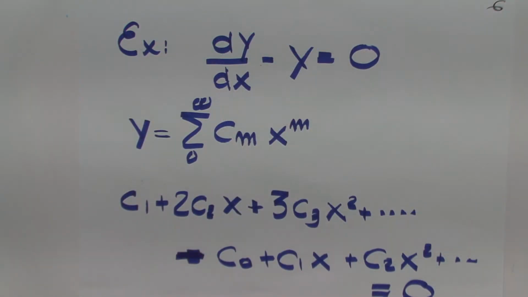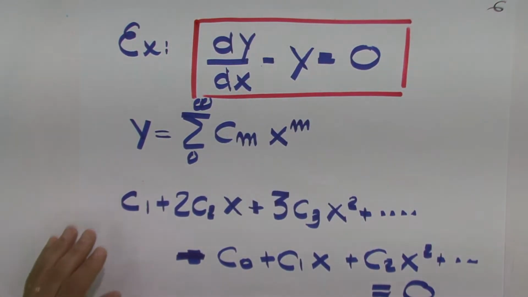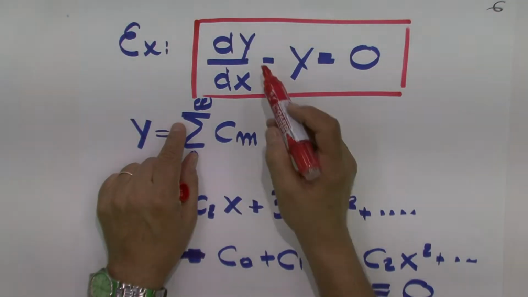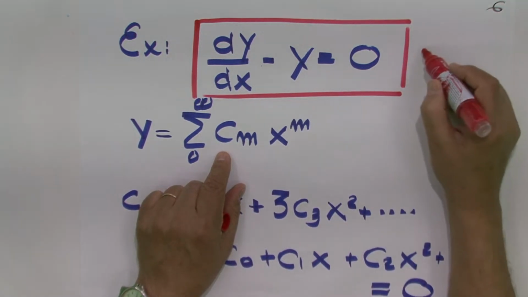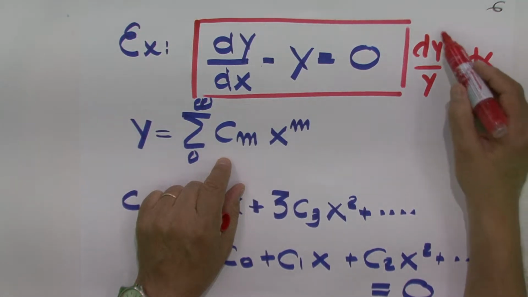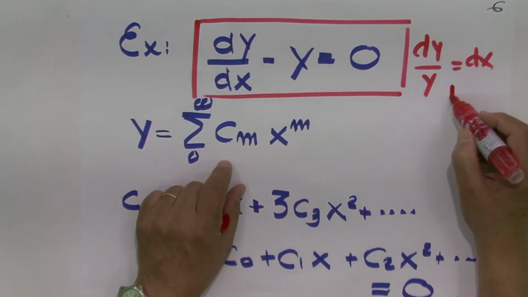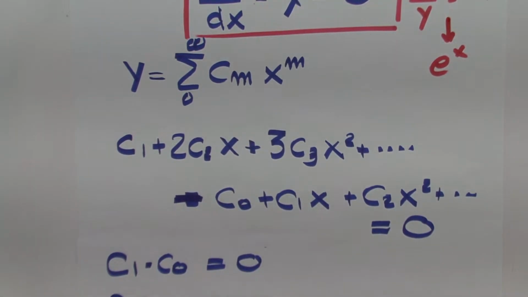So here I start with a differential equation. This is a first order differential equation, a homogeneous one, the most simple. By looking at it, we know the solution. Can you guess what it is? I think so, because if I put this y on this side, this can be expressed as dy over y equals dx. The integral of this gives you a logarithm, the integral of this gives you x. So we all know the solution will be exponential. But let's see what the power series tell us.